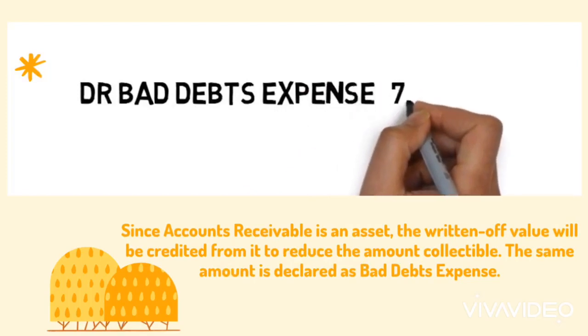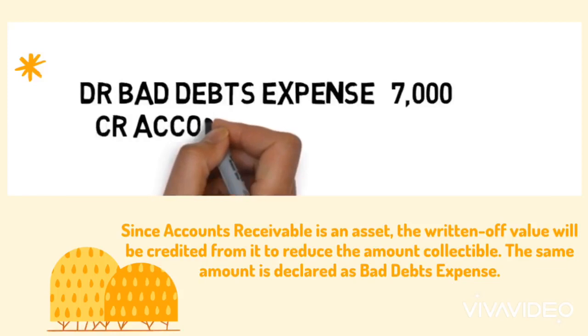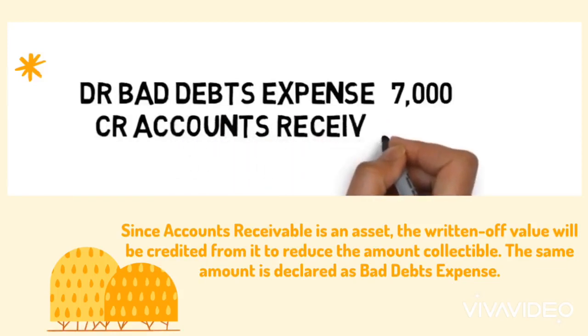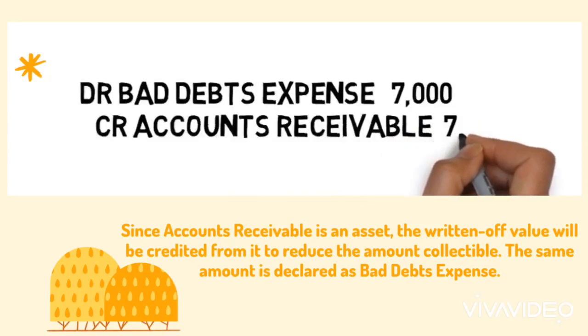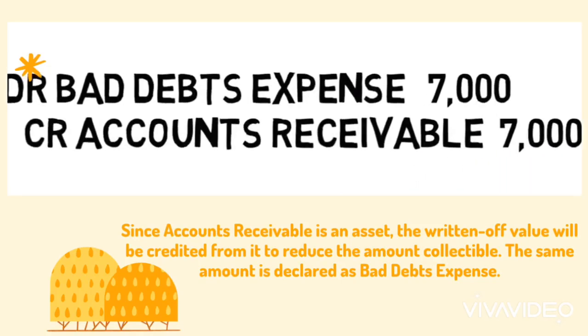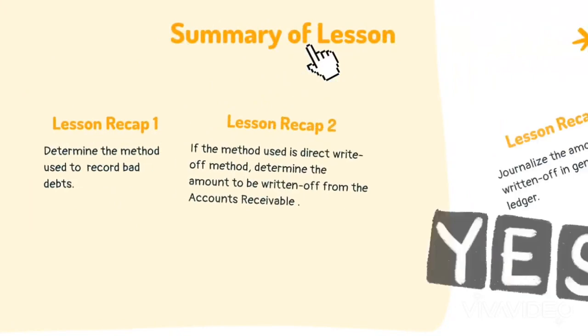So the solution for this question will be debit bad debt expense 7,000 ringgit and credit accounts receivable with the same amount. Since accounts receivable is an asset, the written off value will be credited to reduce the amount collectible and at the same time is declared as bad debt expense.